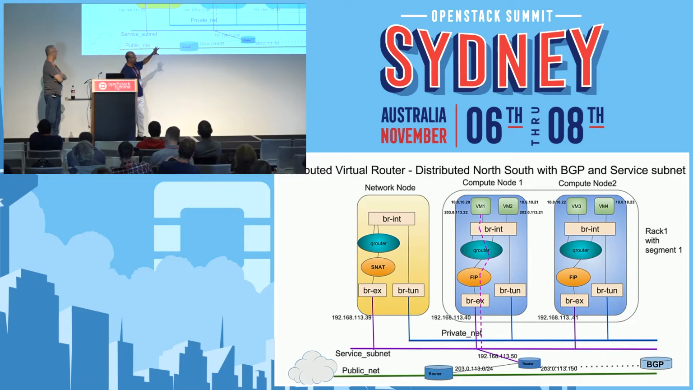So again, the key aspects for this one to be used is basically we need a BGP speaker, we need the service subnet types to be defined, and then the providers can actually use an external router to route the traffic.